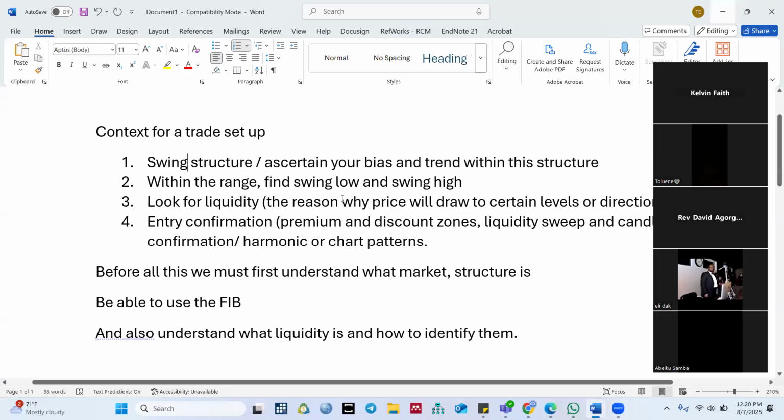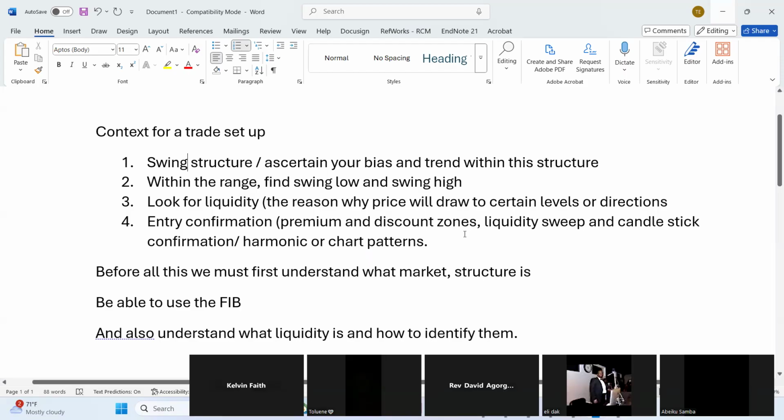And then number four, I look for entry confirmation. To help with that are the premium and discount zones using the Fibonacci, and to look for whether there have been liquidity sweeps, also to look for candlestick confirmation, harmonic patterns, or chart patterns. That all can help me confirm why, or the kind of entry that I will make.